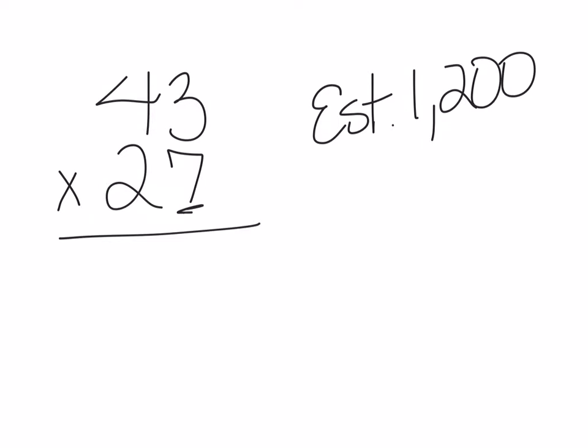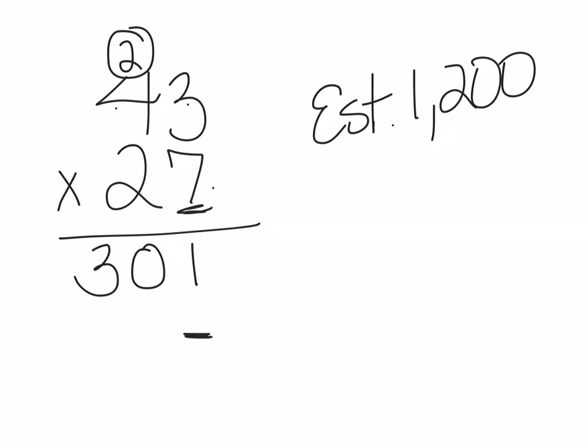Okay, we always start here. 7 times 3 is 21. Put down the 1, carry the 2. 7 times 4 is 28, and I'm going to circle this, 29, 30. Okay, so now here's where I'm going to forget to put a 0 right here. This is the most common mistake.